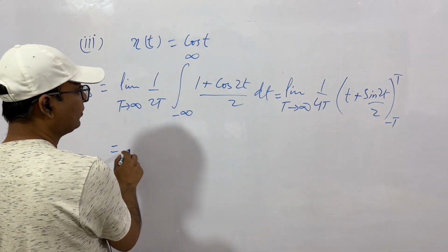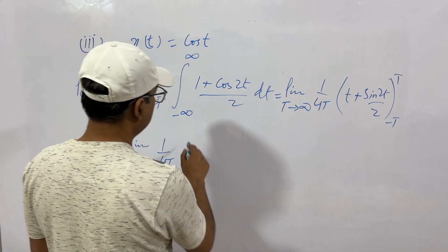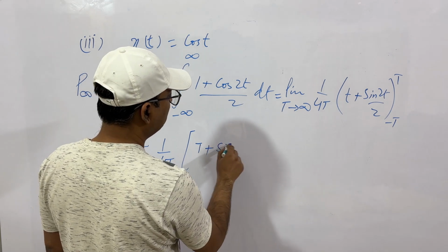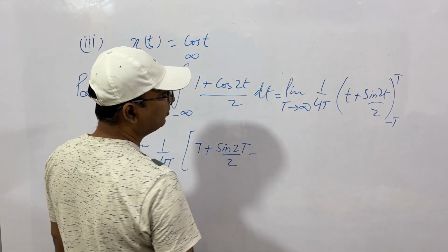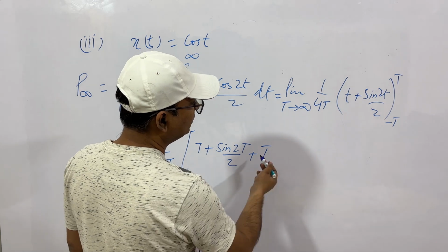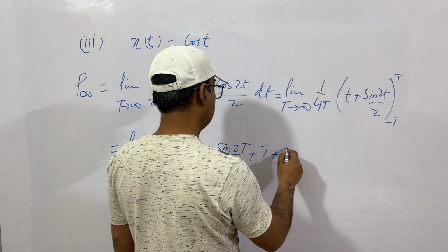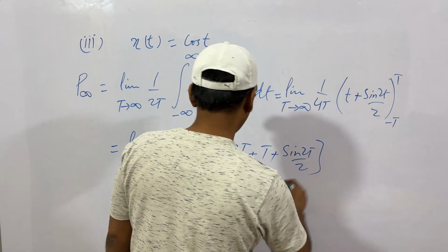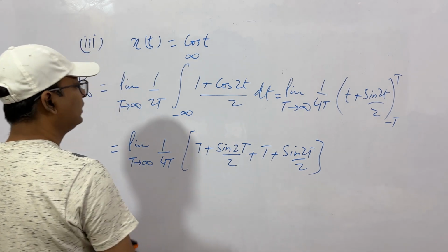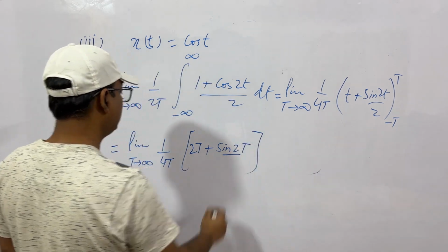So what we'll have is the limit as t tends to infinity of 1 by 4t. When we put t, it will be t plus sin 2t by 2. Then minus minus t, so this will be again plus t. Then minus this, so again this will be plus, because sine of minus theta is minus sine theta. So this will again be sin 2t by 2. So we have 2t plus twice this one, so I can write it like this: 2t and this. Okay, so this is what we'll get.